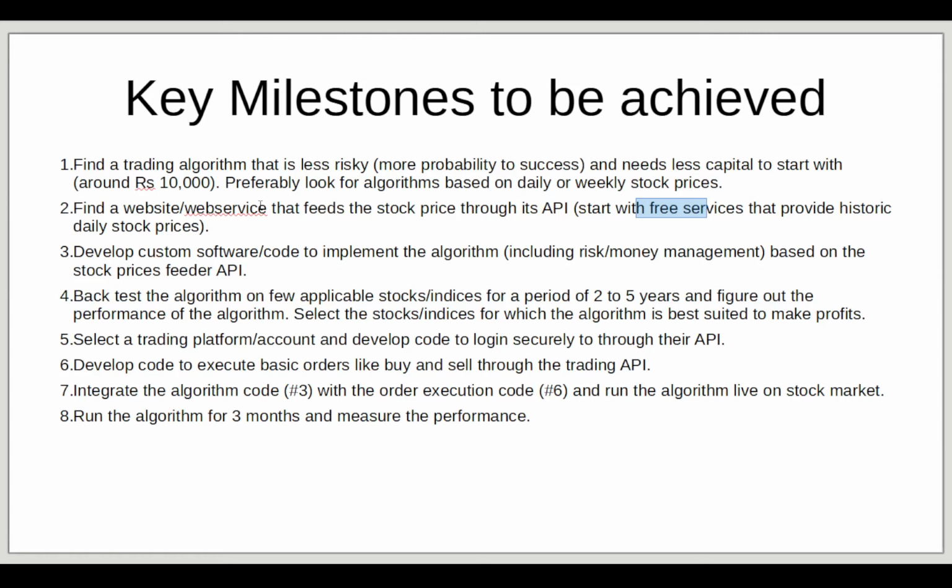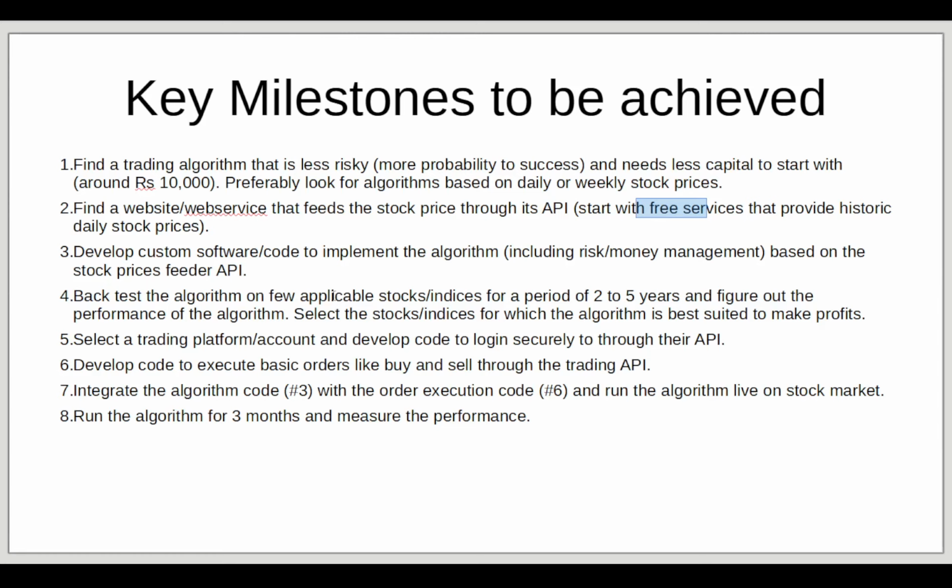And the third one that I need to achieve is to develop this custom software or code which implements this algorithm. Now, number one, I selected the algorithm. Number two, I have selected the website which gives me price information. Number three, I'll develop the software to implement this algorithm based on these prices fed by the APIs.